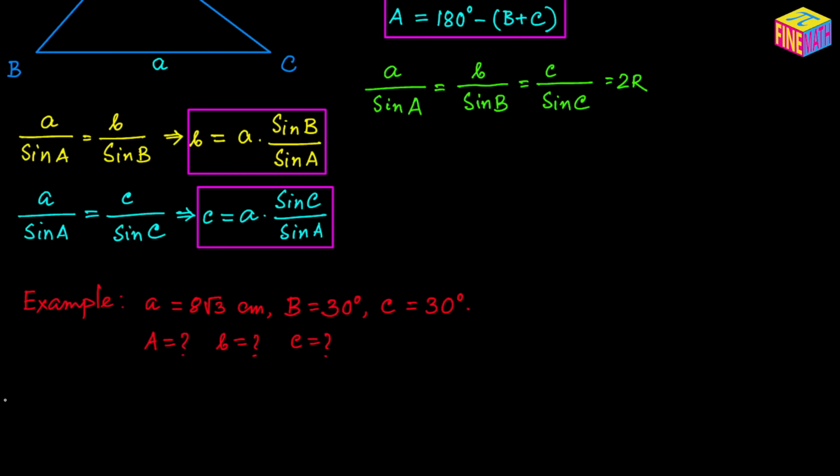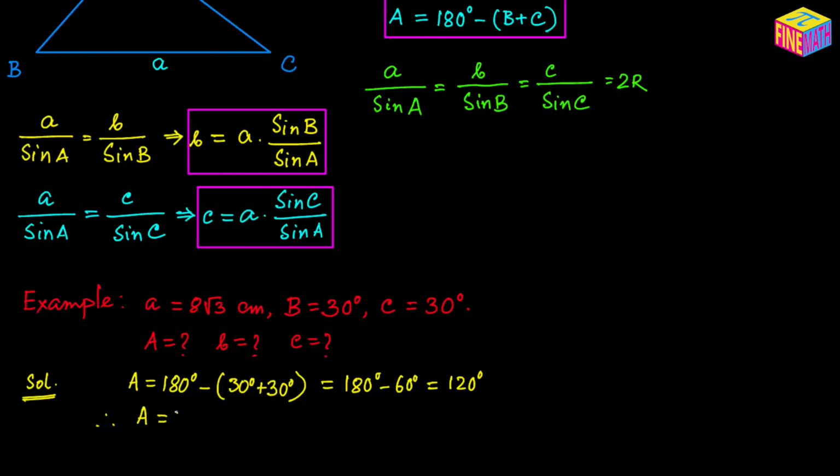Now first of all, we are going to find the angle A first, which is the easiest piece here. So A will be equal to 180 degrees minus the sum of B and C, that would be 30 degrees plus 30 degrees here, and that will be equal to 180 degrees minus 60 degrees, which is equal to 120 degrees. So we have found the value of A. We can say therefore A is equal to 120 degrees.